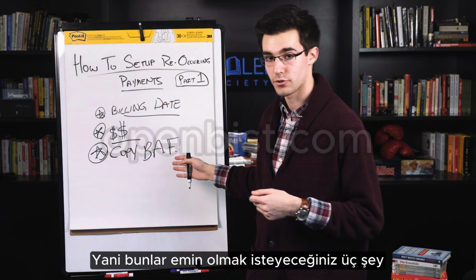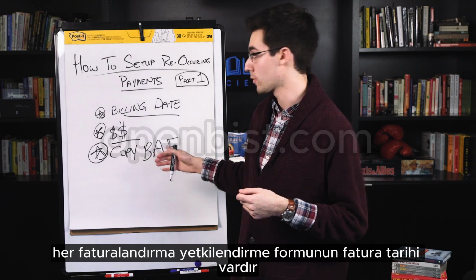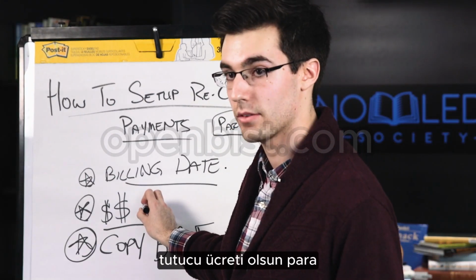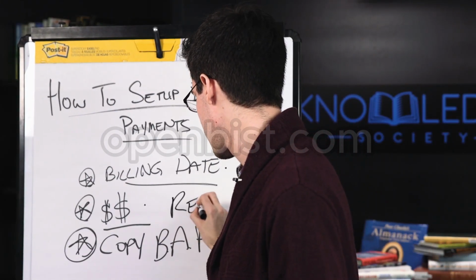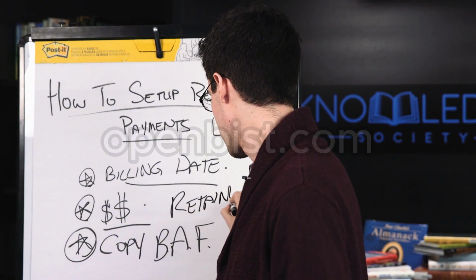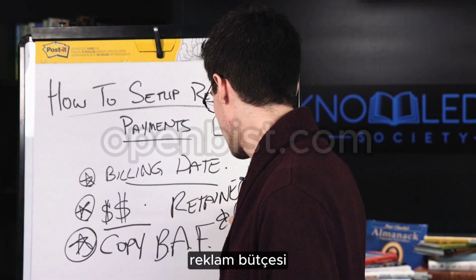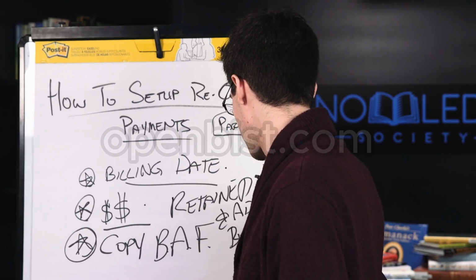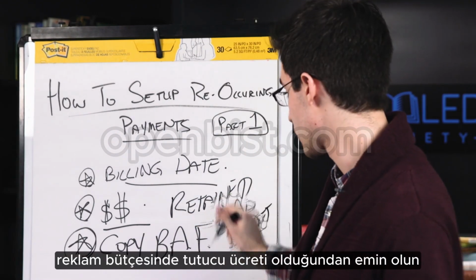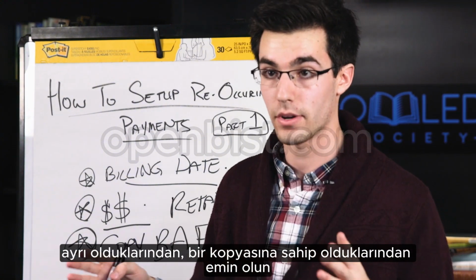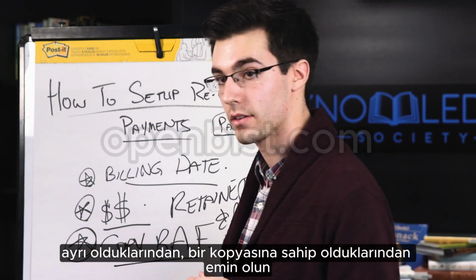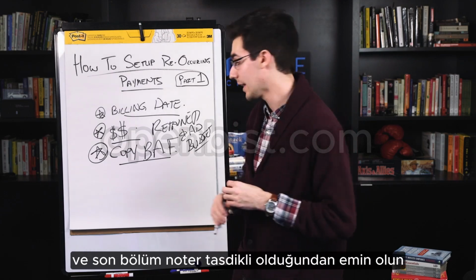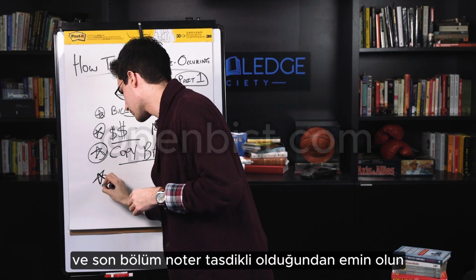So these are the things that you're going to want to make sure every billing authorization form has: the billing date, the money, whether it's the retainer fee, the ad budget, or both. Sorry for the poor handwriting. Make sure that the retainer fee and the ad budget are separate. Make sure that they have a copy of it. Make sure you have a copy of it too. And the last part is make sure that it's notarized.